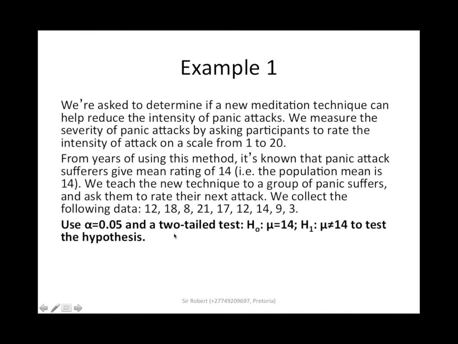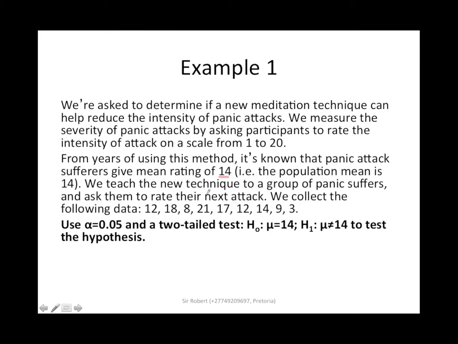So let's use an example to demonstrate this concept. We are asked to determine if a new meditation technique can help reduce the intensity of panic attacks. We measure the severity of panic attacks by asking patients to rate the intensity of the attack on a scale from 1 to 20. From years of using this method, it is known that panic attack sufferers give a mean rate of 14. The population mean is 14.